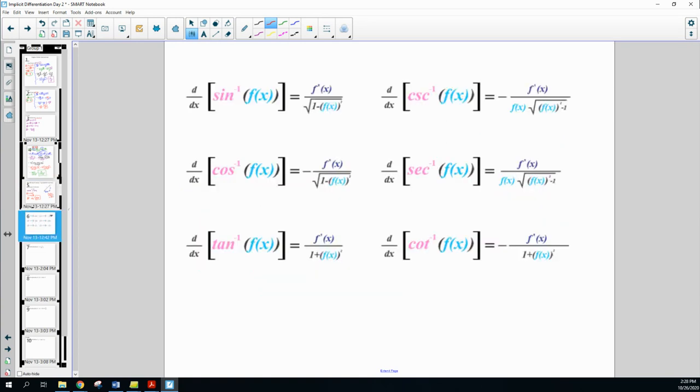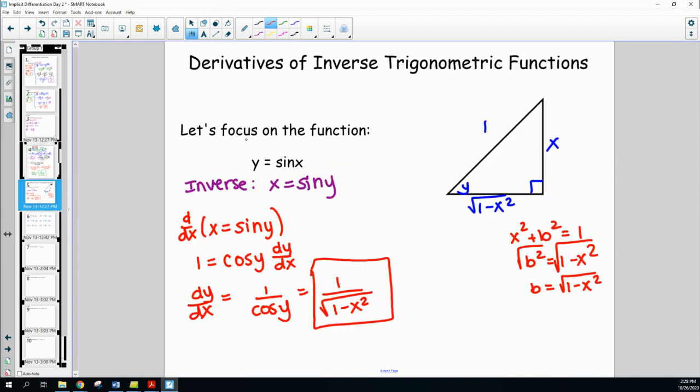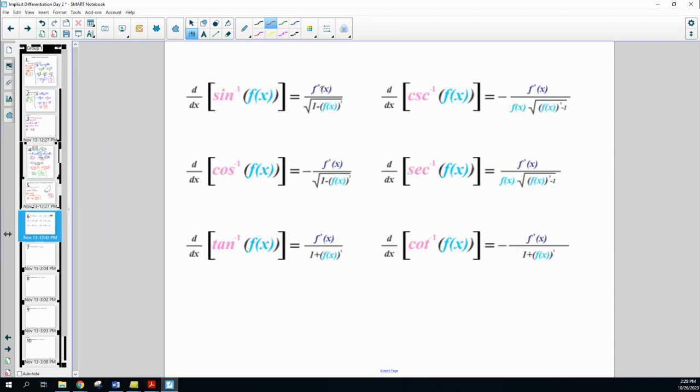Here are all the derivatives of the various inverse trig functions. We just did this first one, inverse sine, and it was equal to this. In this case, f of x is the inner function. The one we just did had an inner function of just x, so the derivative of x is just 1. So we had 1 over the square root of 1 minus x squared. If there's a function that's anything besides x, where it has a derivative, we have to use the derivative of the function as well.